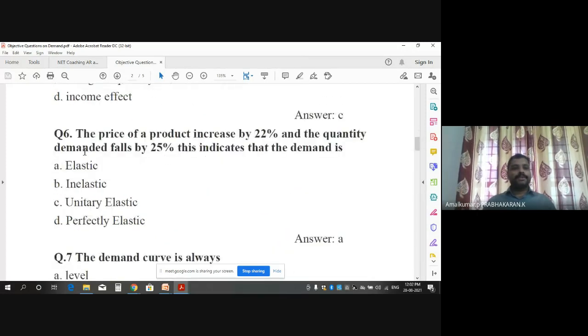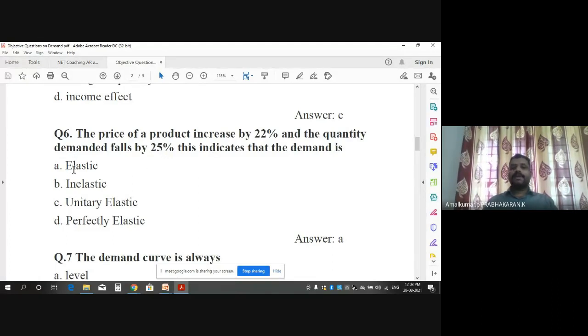Then we move on to another question. The price of a particular product increased by 22% and the quantity demanded falls by 25%. This indicates that the demand is elastic, inelastic, unitary elastic, or perfectly elastic. A 22% change in price leads to a 25% fall in the quantity demanded.